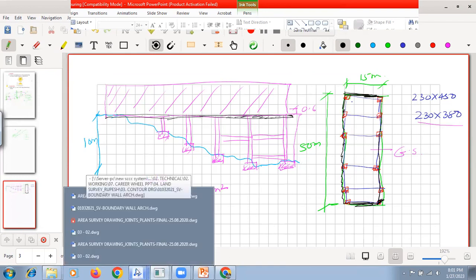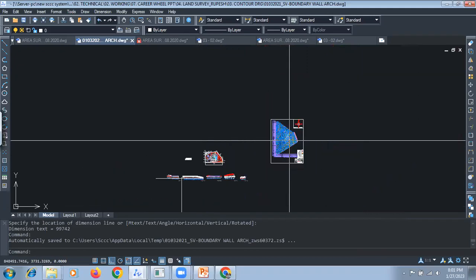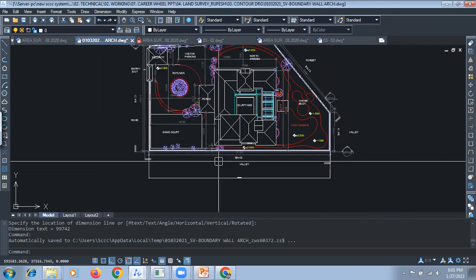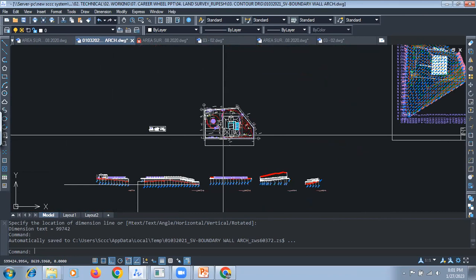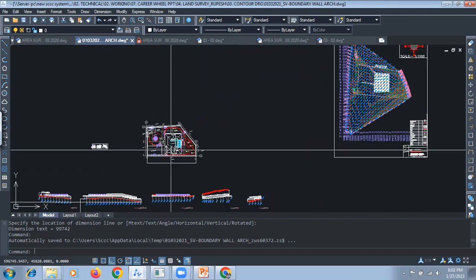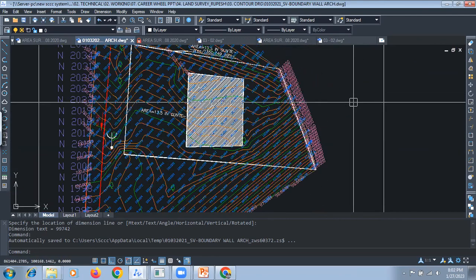We will see one drawing also, a contour plan. Is the screen visible? Yes, sir. Okay. So this is one of the contour maps. So practically, how will we read it?